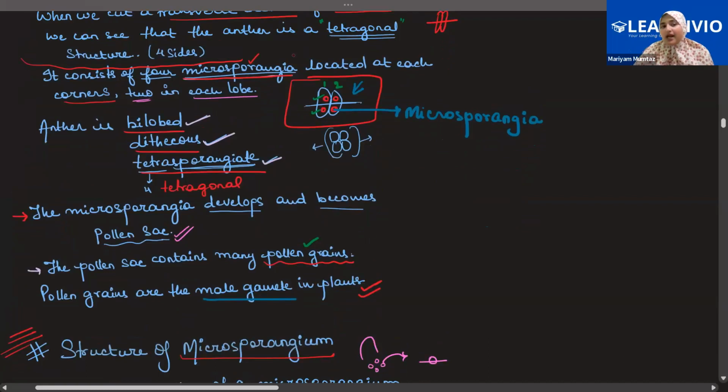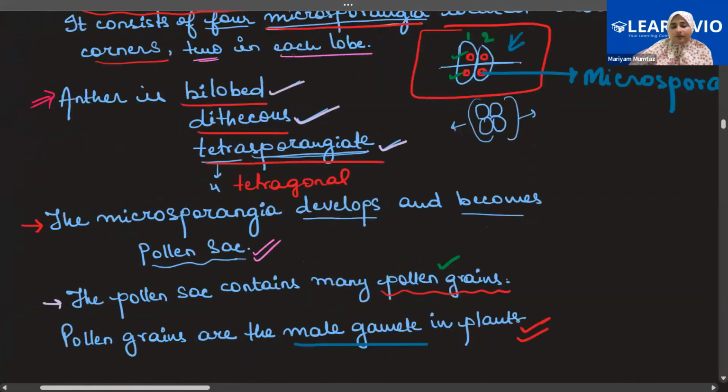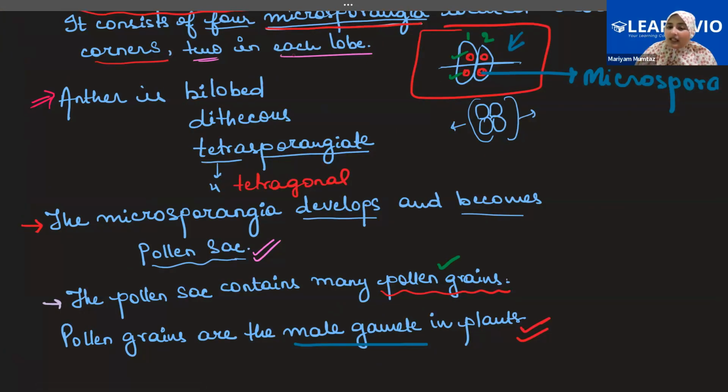contain the microsporangia, located at every corner, all the four corners like that. And ultimately, what are the features of the anther? The anther is bilobed. First of all, it has two lobes. It is surrounded by two theca, so it is dithecous, and it is tetrasporangiate, meaning it has four sporangiate structures present.